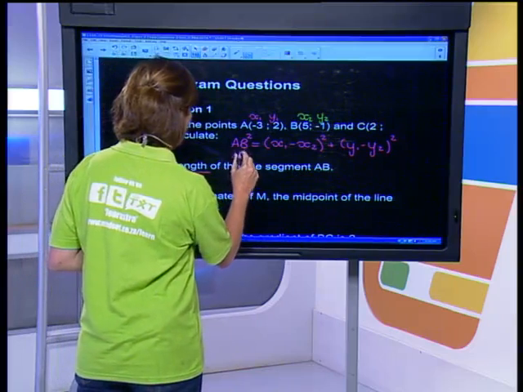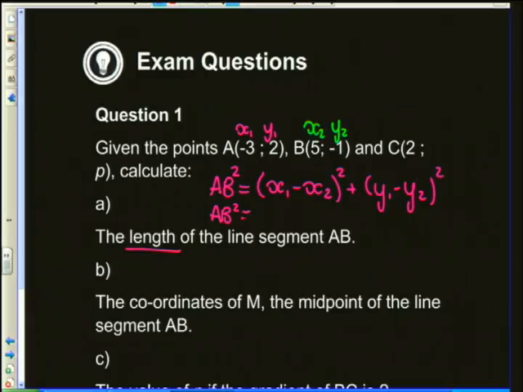We got AB squared, which is equal to x1, which is negative 3, minus x2, which is 5. That's being squared. Plus y1, which is a 2, minus, now take notes over here, we're minusing, but there's also a negative 1. So can you guys see I've kept that in a bracket over there? And I'm going to just sort that out in the next step. Okay. So we've got AB squared, which is equal to, okay, inside my first bracket, negative 3 minus 5 is negative 8. That squared is 64.